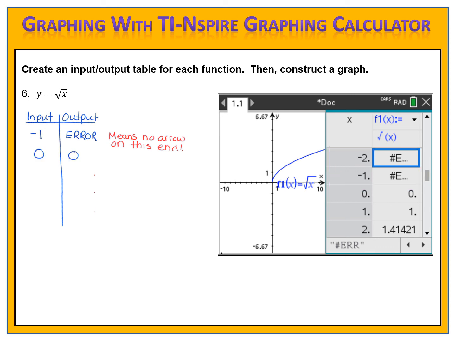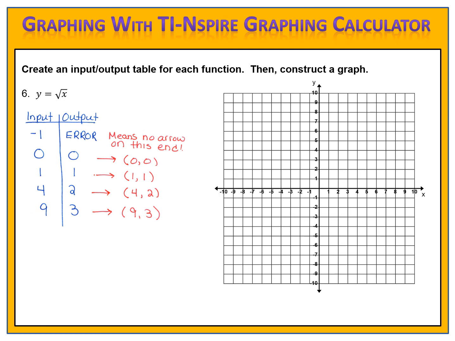0, 0 is a nice point. 1, 1. And then I have some decimals. And once again, I'm not too interested in the decimal values. I'll go through to find the integers. 4, 2. 9, 3, and then after that, I'm outside of the graph. So I have only 4 points to plot on this graph. I write the ordered pairs (0, 0), (1, 1), (4, 2), and (9, 3). Then I plot the points on the graph.